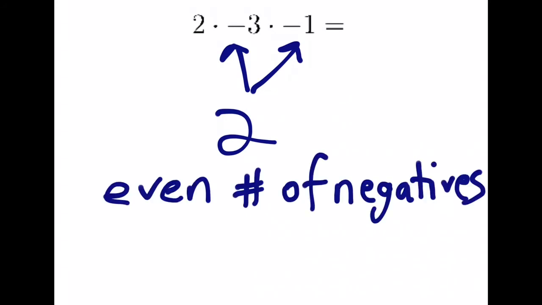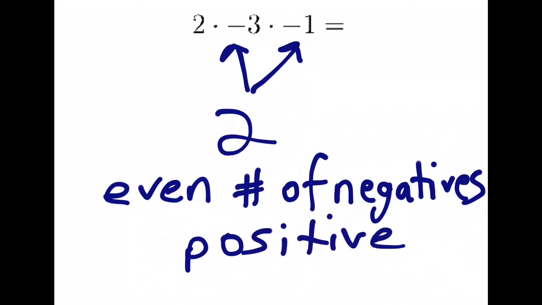Another technique is to count how many negative numbers you are multiplying. I have 2 different negative numbers here. If you have an even amount of negative numbers, your answer is always going to come out positive. The reason being that each pair of negatives cancel each other out. So we could just take 2 times 3 is 6 times 1 is still 6. And we know our final answer is going to be positive because there's an even number of negatives.